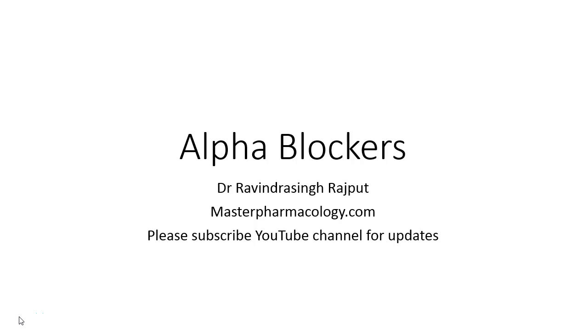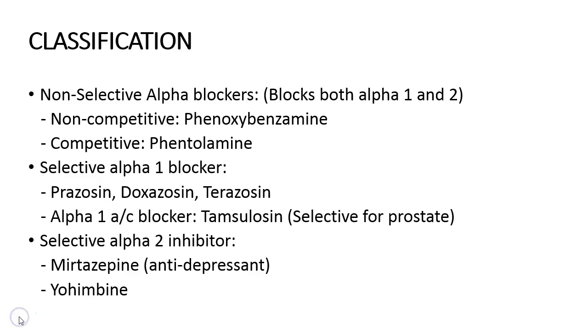As you know, alpha blockers are the agents which block alpha receptors, namely alpha 1 and alpha 2. Let's first classify these alpha blockers. They're classified majorly into two groups. One is non-selective alpha blockers. These agents can block alpha 1 and alpha 2. They're not selective to any particular receptors. And in this, there are two important drugs.